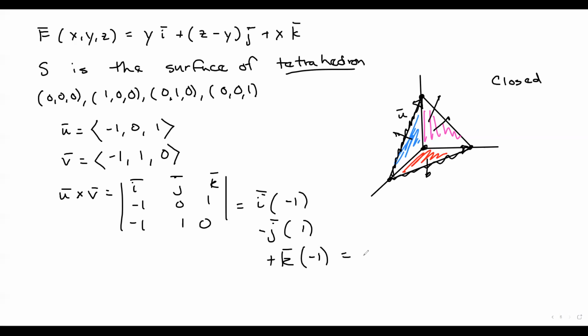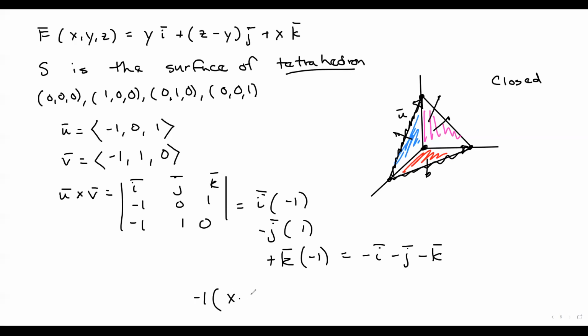And so we get negative i minus j minus k. Take those, plug them into the plane equation, and you're going to get negative 1 times... and then we just need to use one of these 3 points, not that point, because this point is not on that plane. Use one of these 3. We'll just use the first one, which is 1.